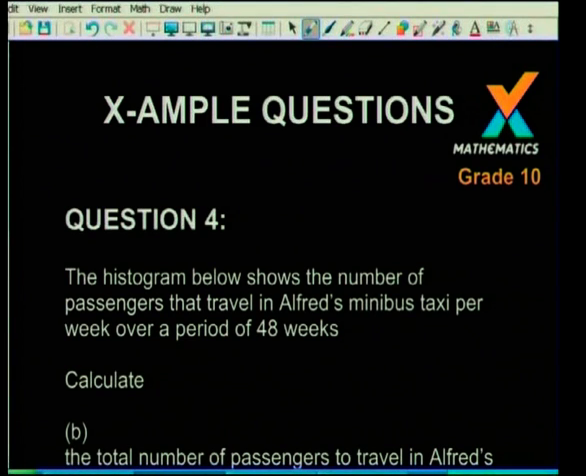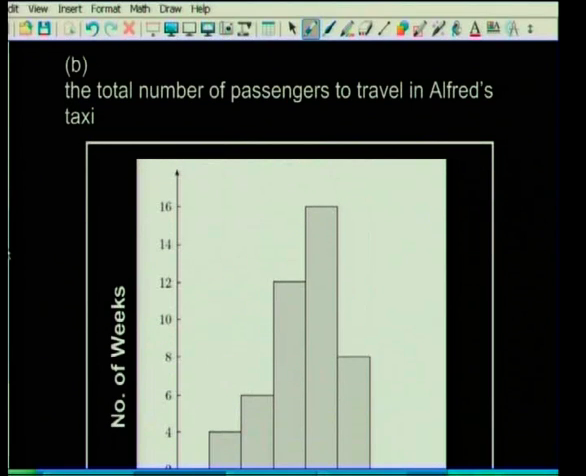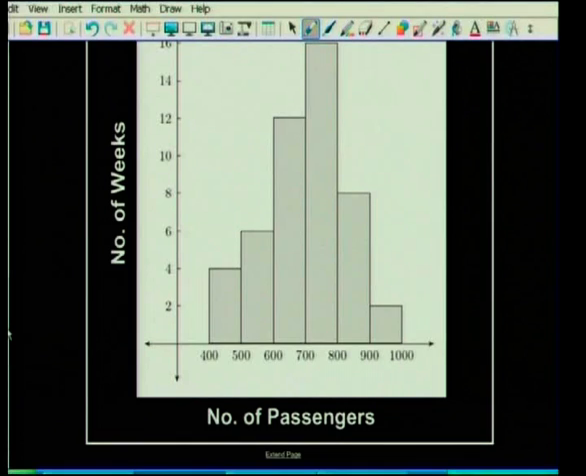Still on Alfred's minibus taxi and the same histogram, we now want to know the total number of passengers to travel in Alfred's taxi. Now guys, because the data is grouped, this is going to be an estimate, but it should be fairly accurate. Now what I'm going to do is calculate the midpoint of each of these intervals.